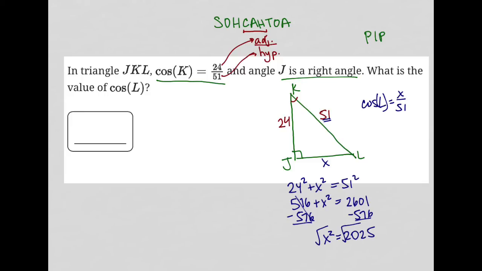If I then square root both sides, I get that x is equal to 45. So that means this side here is 45. And that means this ratio is actually 45 over 51. Can I reduce that? I'm pretty sure I can, right? So let's see. 3 goes into 45 15 times. And 3 goes into 51 17 times. So my answer here would actually be 15 over 17.